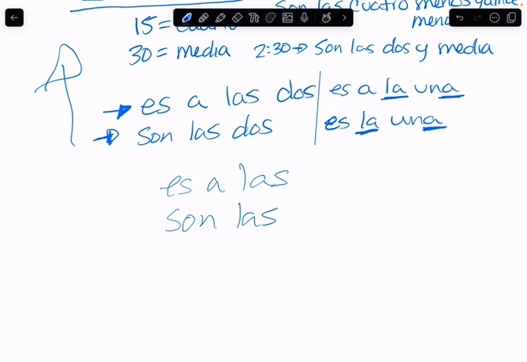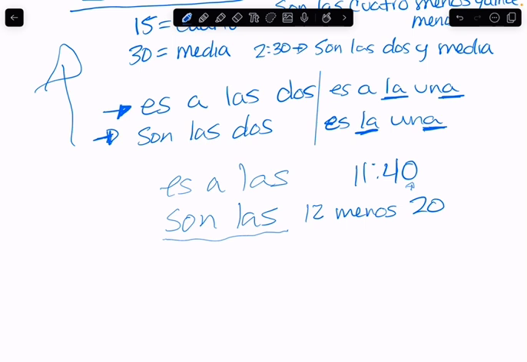Okay, so expressing time. So now we're going to go through some of these examples. So if it's 11:40, when you know the numbers, you can actually say it's 11:40. Son las 11:40. But because we haven't covered that and the book wants you to learn it this way, we're going to have to go son las, you can say son las 12 menos 20. 12 minus 20. Because that is what 11:40 is.